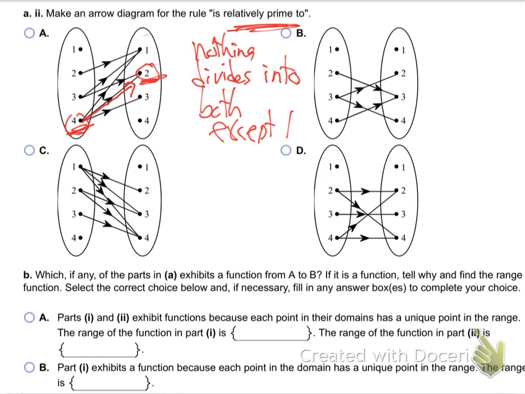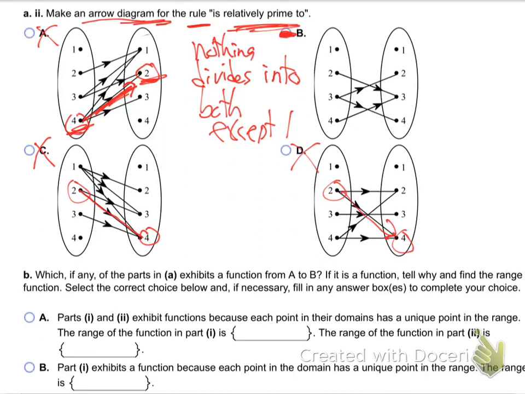We're only supposed to connect things. Make an arrow diagram for the rule relatively prime, which means nothing goes into the 2 numbers except 1. So it's not A because you shouldn't have 4 and 2 connected. Okay. How about, look at C. 2 connects to 4. Again, those are not relatively prime. So it's not C, right? 2 goes into 2 and 4. What else? How about, here we go again. D, 2 and 4 are connected. 2 goes into 2 and 4. No, so it's got to be B.